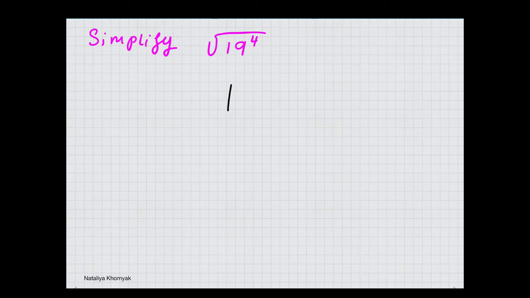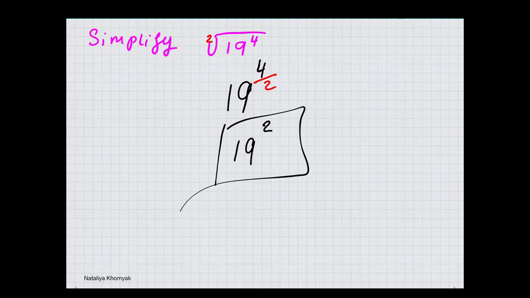So you take the radicand, which is 19, and the degree of the square root is 2. You divide the exponent by 2, and we get 19 to the 2nd power. And this is our solution.